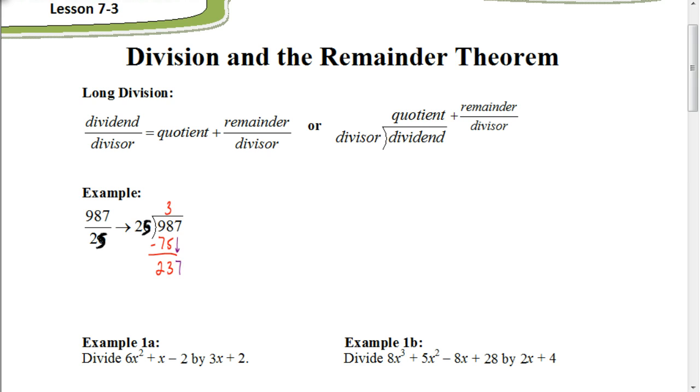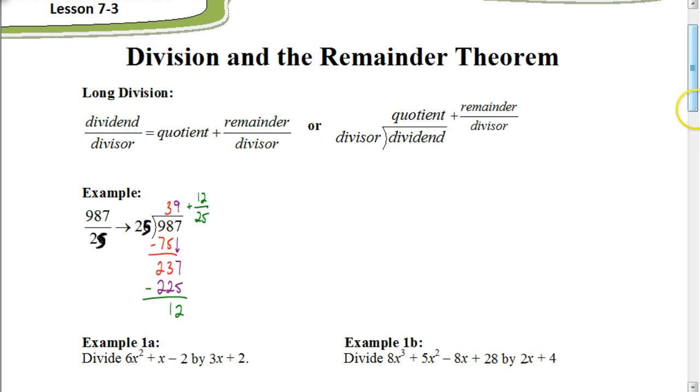So now I want to figure out, how many times does 25 go into 237? Well, if I know that 25 times 4 is 100, that means 25 times 8 would be 200. But I could still get closer if I do 25 times 9. That would give me 225. Now we would subtract those. And if I subtract 225 from 237, I would end up getting 12 as my answer. So my answer would be 39 plus 12 25ths, or 39 and 12 25ths.